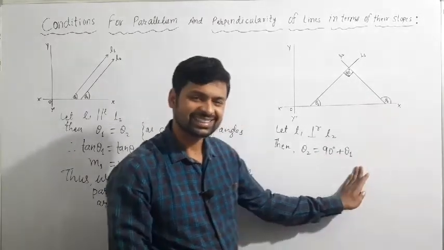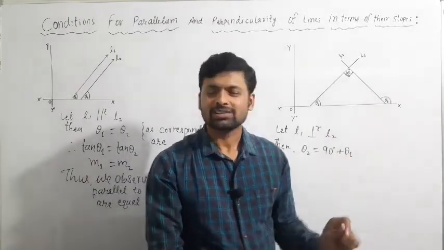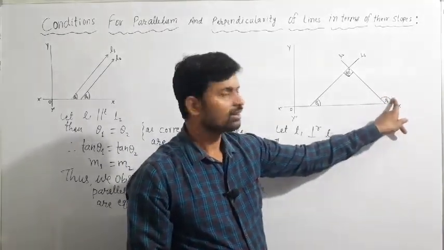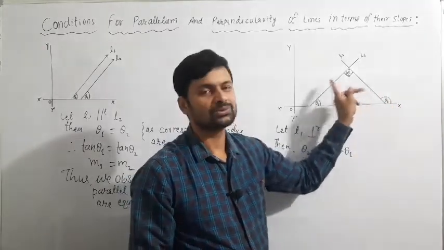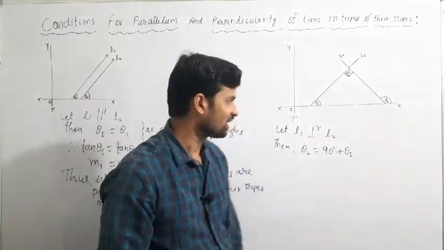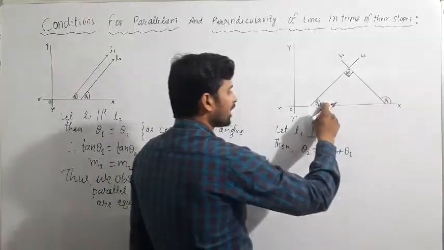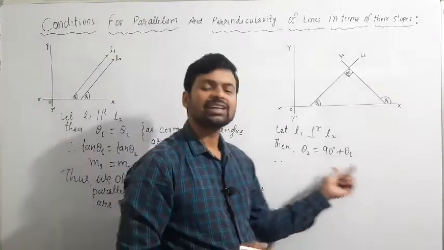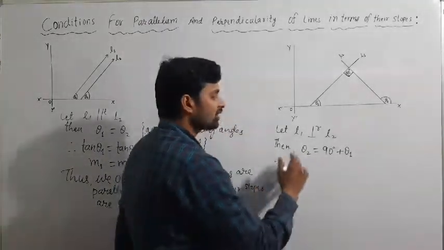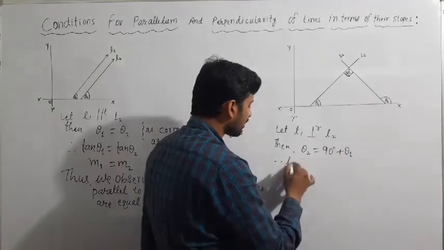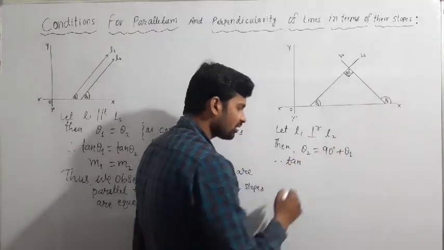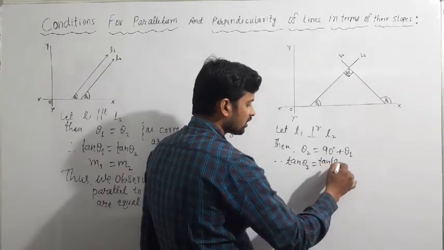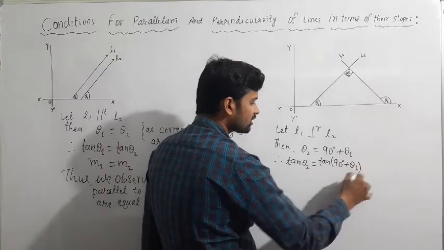Do you know? Yes, of course. By using the concept of the exterior angle formula: the exterior angle of a triangle is always equal to the sum of the two opposite interior angles. So theta 2 is equal to 90 degree plus theta 1. Now again we have two equal angles, so their tangents must be equal. Apply tangent for both the angles. Thus we have tan theta 2 equal to tangent of 90 degree plus theta 1.